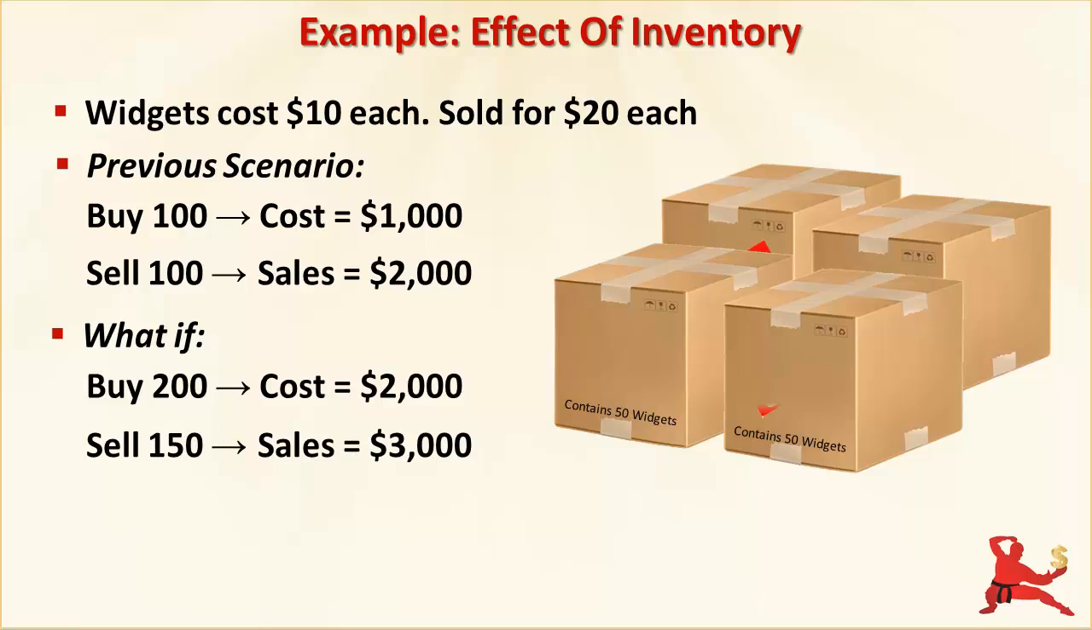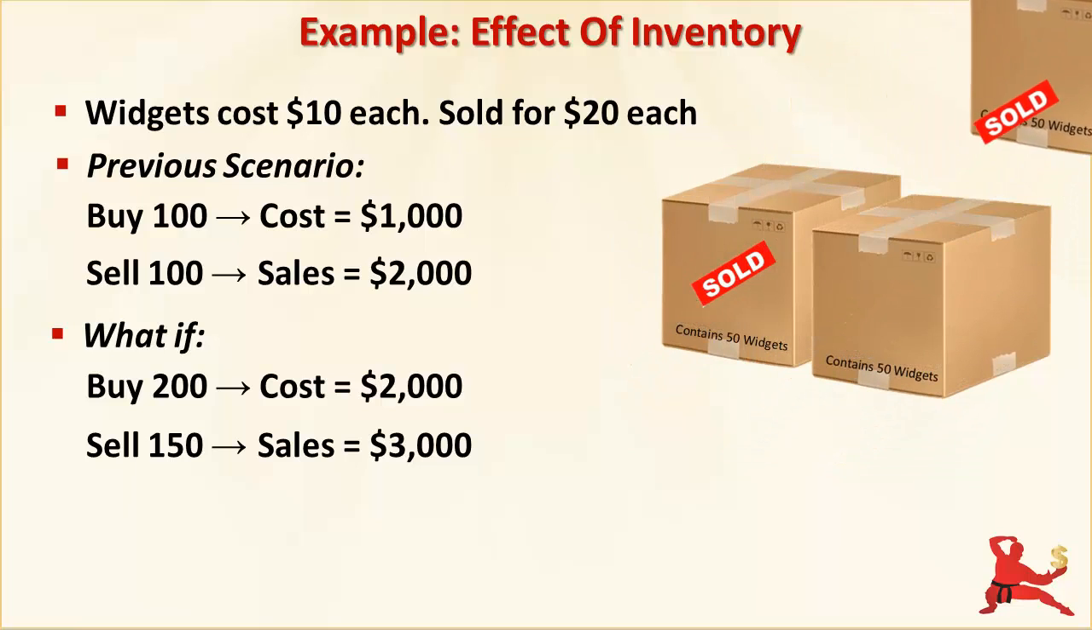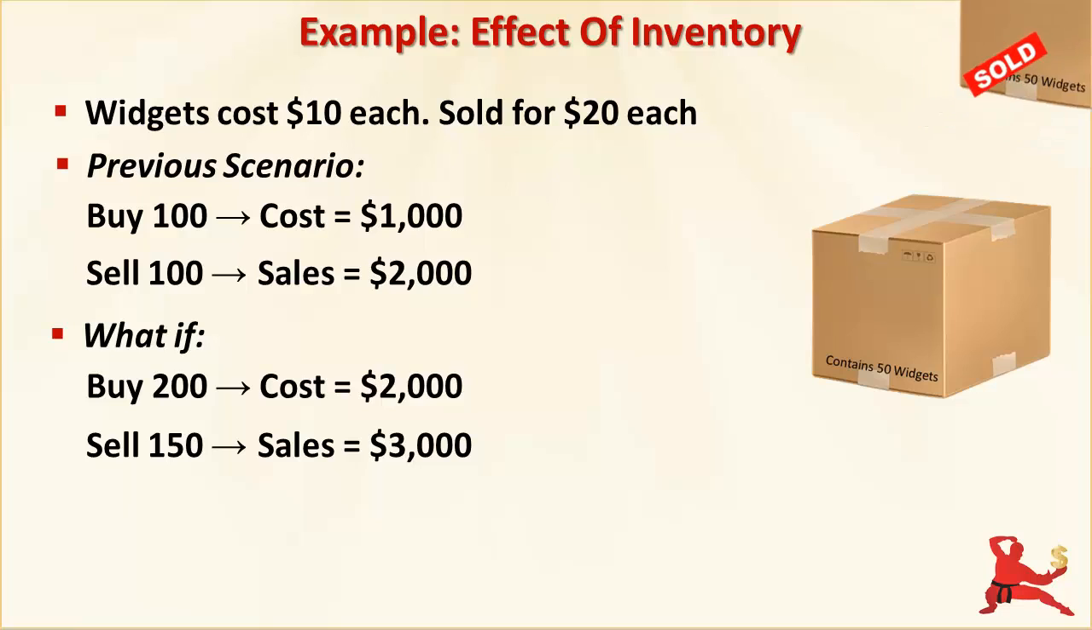Let's say you only sell 150 units in month 3. That's $3,000 in sales. So at the end of the month, you've still got inventory of 50 widgets left. What are the financial implications?